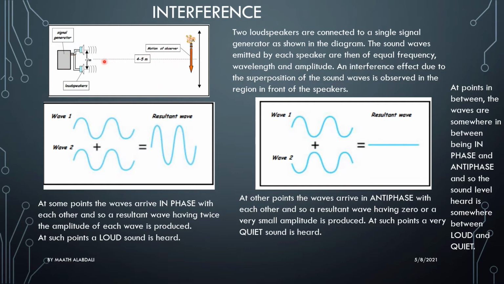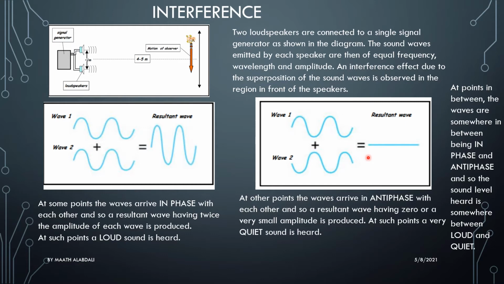At some points the waves arrive in phase with each other, and if they arrive in phase, then the resultant wave is going to have twice the amplitude of each wave, and this is a condition where a loud sound is heard. And a quiet sound is heard when wave A is in antiphase to wave B. In here it's going to have a zero or very small amplitude, and a very quiet sound will be heard.